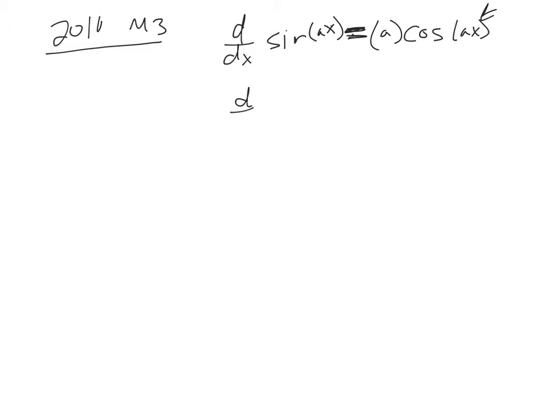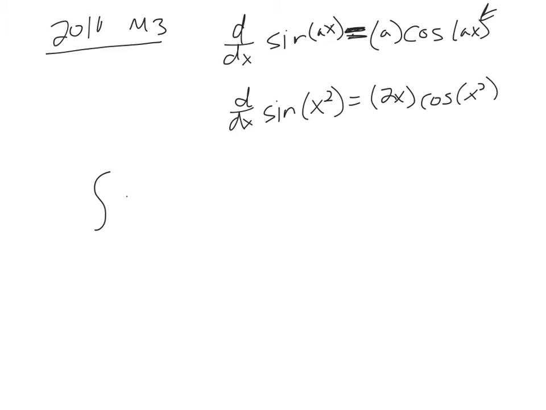So in this case, the derivative of ax is just a. Likewise, if I want to do d/dx of sine of x squared, it will look something like 2x cosine x squared. So you take the derivative of the sine part, then take the derivative of the inside part and multiply the two. Now this kind of works the other way too.